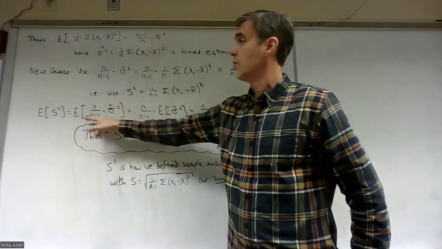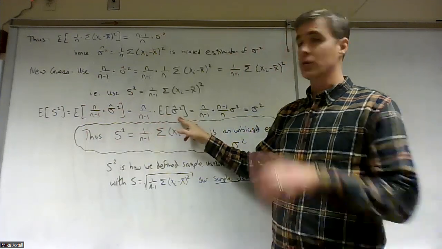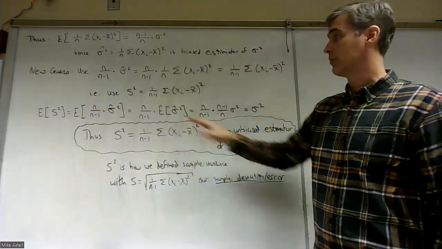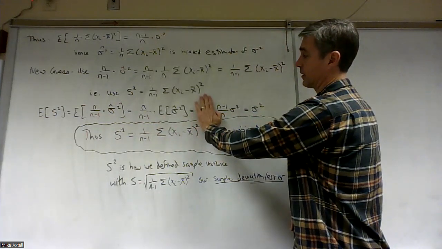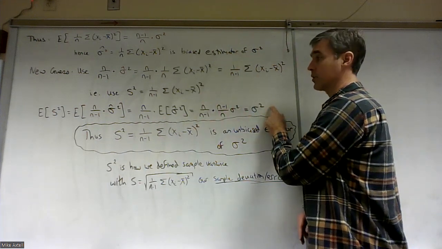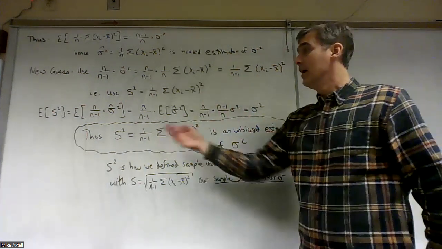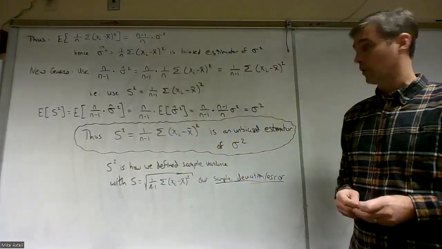I can drag the n over n minus 1 out in front of the expected value. And this expected value is what we spent a lot of time on in that last panel computing. So there's my n over n minus 1 out in front, and there's the expected value from the last panel. And you'll note the n's cancel, the n minus 1's cancel, and I get sigma squared. So hey, I've got a new estimator for sigma squared that I've just proven is unbiased, okay?